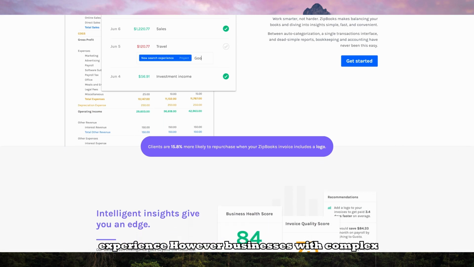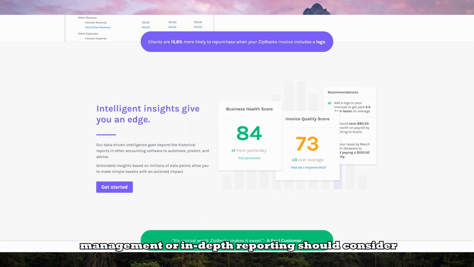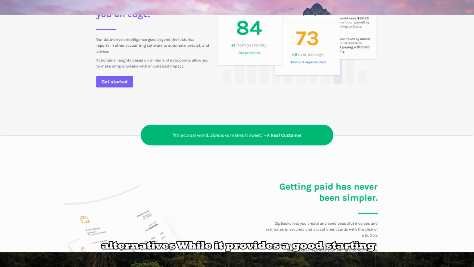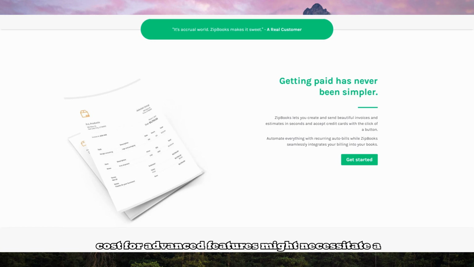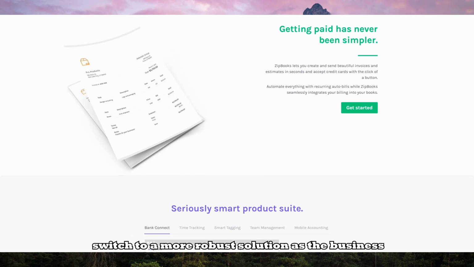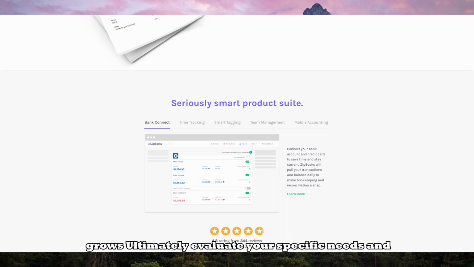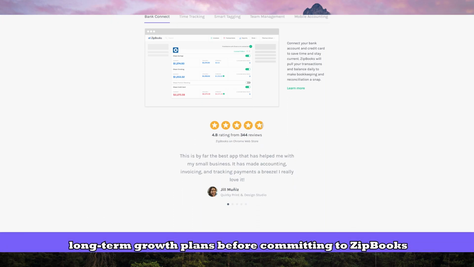However, businesses with complex accounting needs, those requiring inventory management or in-depth reporting, should consider alternatives. While it provides a good starting point, its limited scalability and relatively high cost for advanced features might necessitate a switch to a more robust solution as the business grows. Ultimately, evaluate your specific needs and long-term growth plans before committing to ZipBooks.